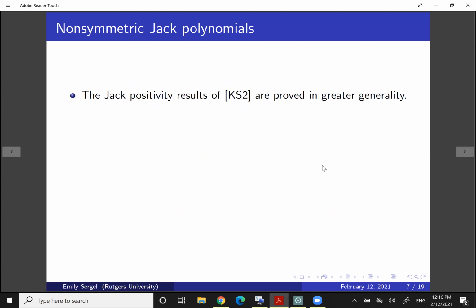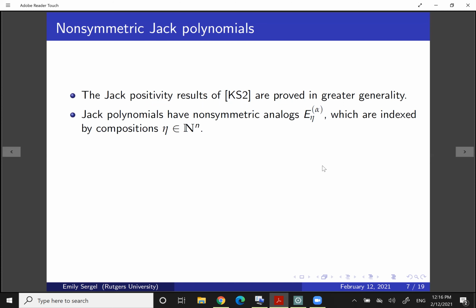So the non-symmetric case, our first generalization. Knop and Sahi, when they proved this admissible tableau formula for the homogeneous Jack polynomials, they actually did it in this greater generality of non-symmetric Jack polynomials. And these are called the non-symmetric Jack polynomials. We're going to denote them with E, and now they're indexed by compositions because they're going to be a basis for not the ring of symmetric polynomials, but all polynomials.